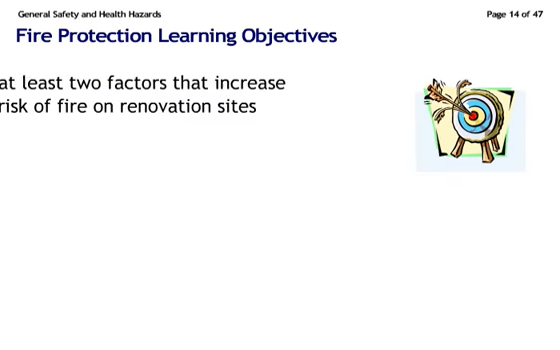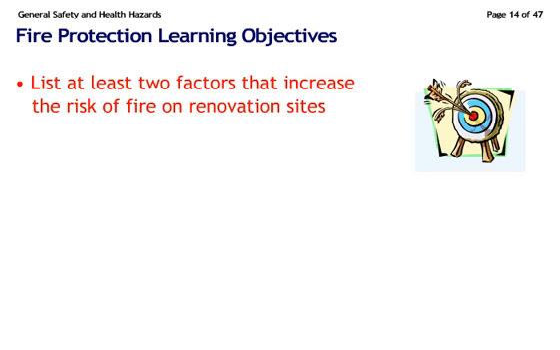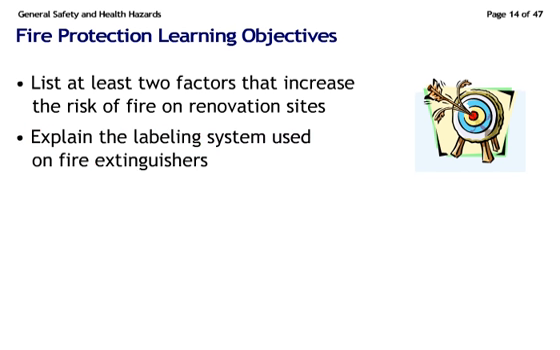At the end of this lesson, you should be able to list at least 2 factors that increase the risk of fire on renovation sites and explain the labeling system used for fire extinguishers.